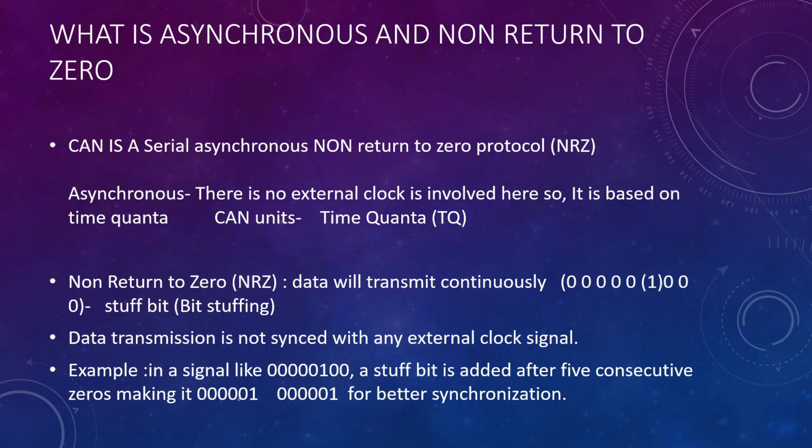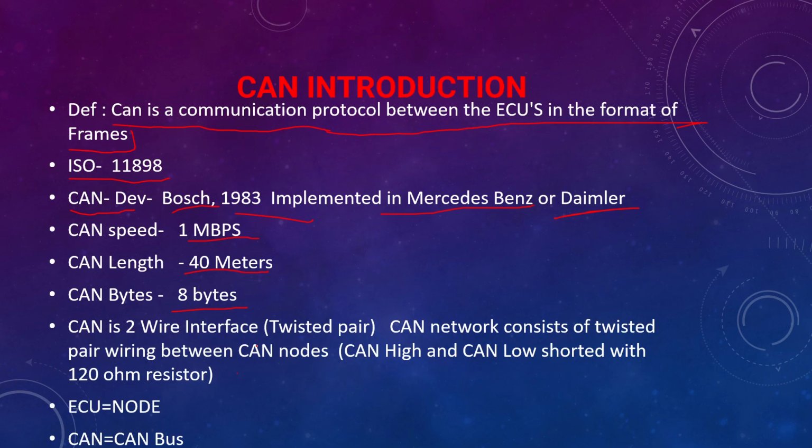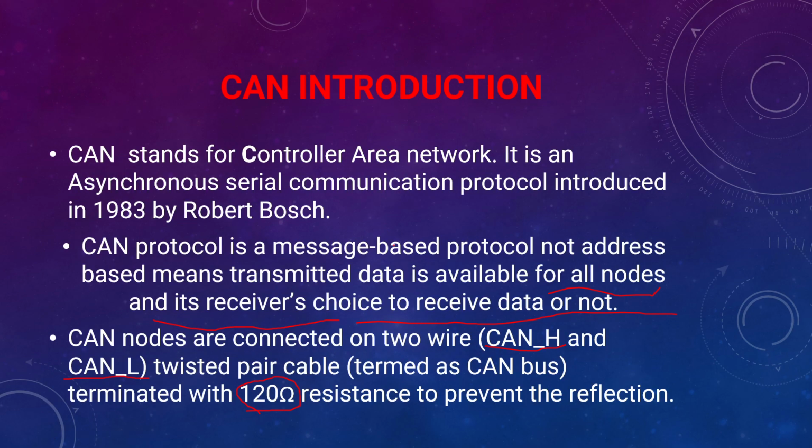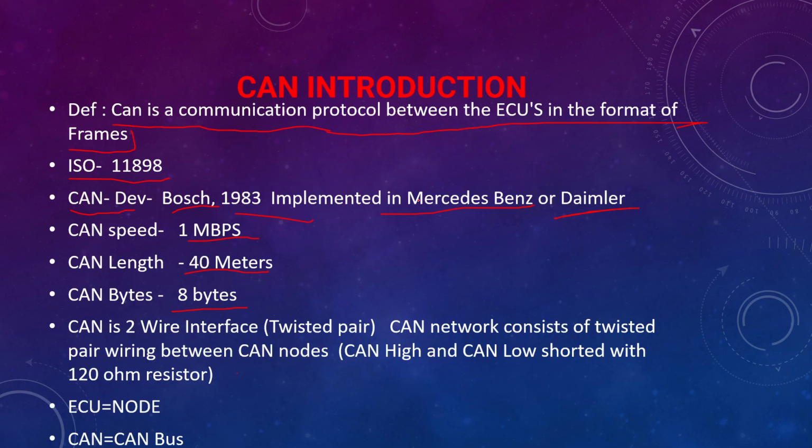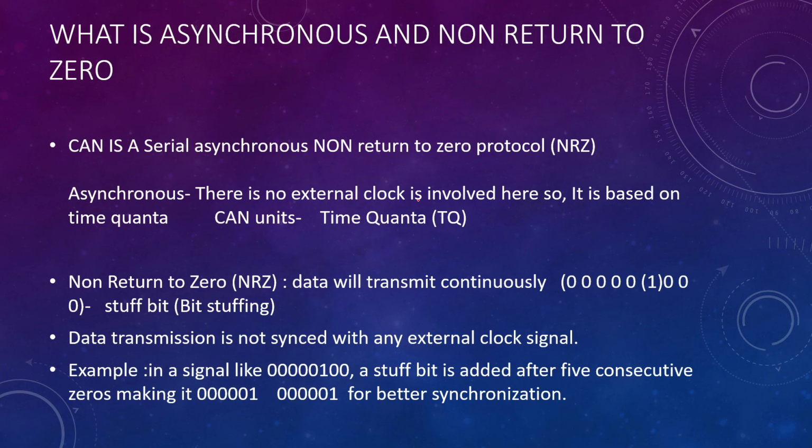Here CAN is an asynchronous serial communication protocol introduced in the year 1983 by Robert Bosch. I said CAN is a message based protocol, an asynchronous serial communication protocol. So I will explain what asynchronous is, and what the definition of synchronization is, once. After that you can understand what asynchronous and non-return to zero values are.